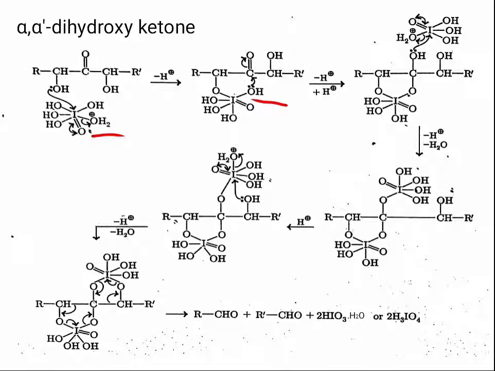And after that this carbonyl is forming OH. So this OH will attack another periodic acid molecule. And after that this OH, here you can see, after this one, and thereafter this one. So this OH is attacking the iodine.